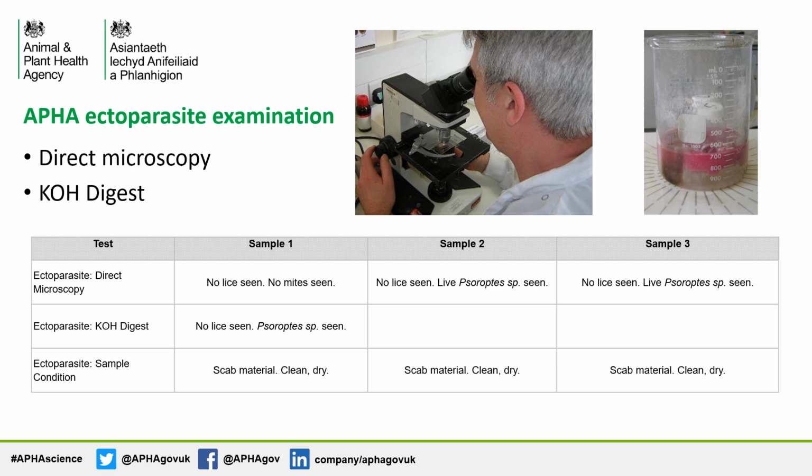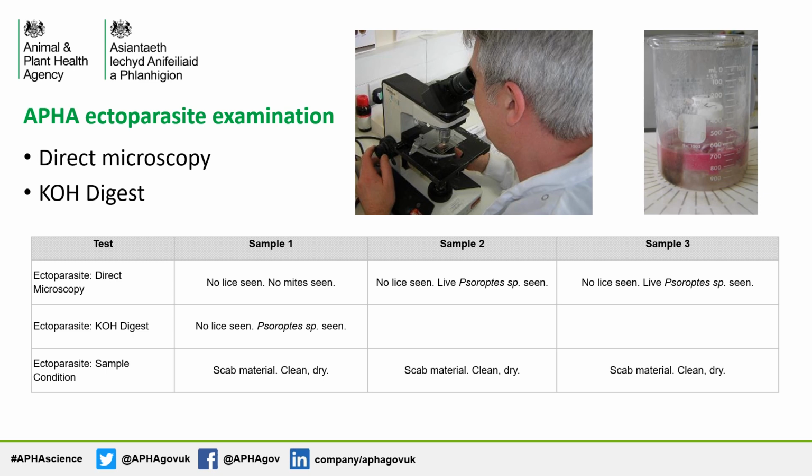These example results are from a real submission, and they demonstrate the risk of false negatives if only direct microscopy is used. If you look at sample number 1, there were no lice seen and no mites seen under direct microscopy, but Psoroptes mites were identified after potassium hydroxide digest. The results also demonstrate the benefit of sampling more than one animal, as identifying live mites in samples 2 and 3 confirmed that there was an active infection in this flock.